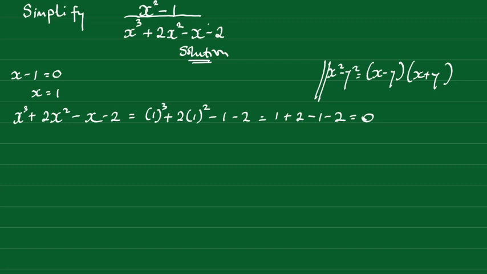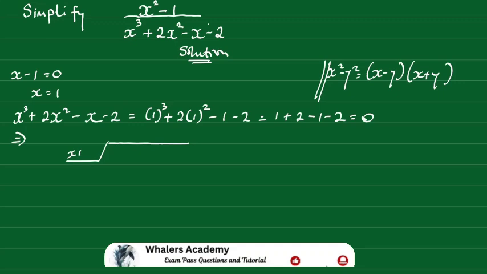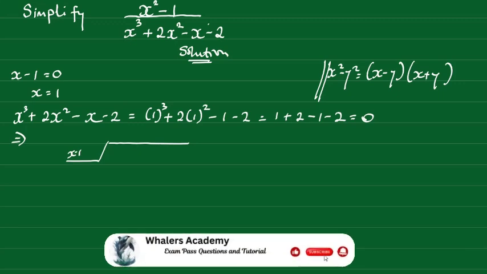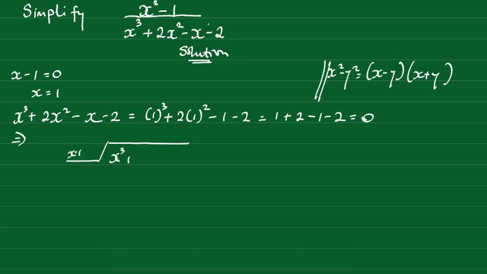Having this at the back of our mind, we divide x raised to power 3 plus 2x squared minus x minus 2 by x minus 1. This is so we have a simple quadratic expression which is much easier to work with. Hence, this becomes x minus 1, and we copy out our dividend, which is x raised to power 3 plus 2x squared minus x minus 2.